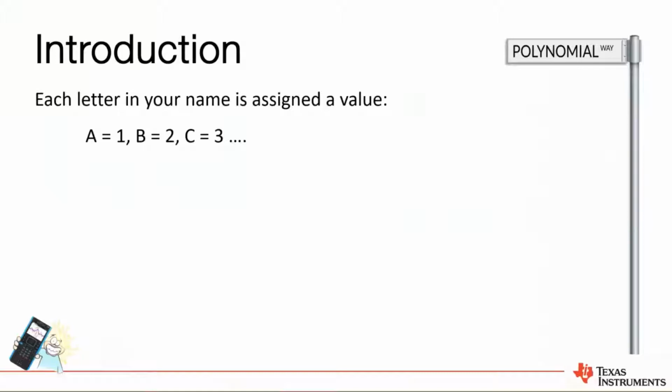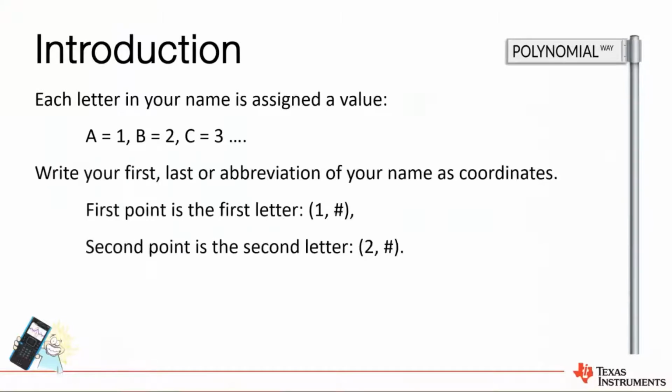So someone by the name of Alex, that would start with a 1. Or someone with the name of Brian would start with the number 2, and so on. But we do that for each letter in your name. So the first letter is our first point. The second letter is the second point, and so on.